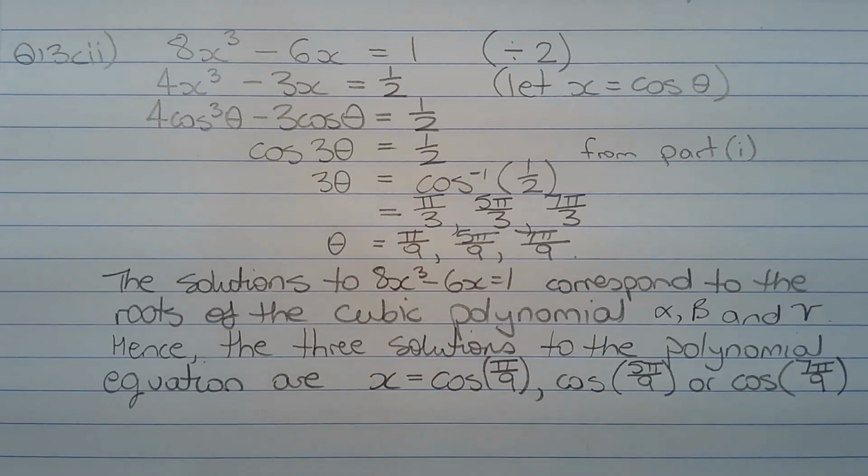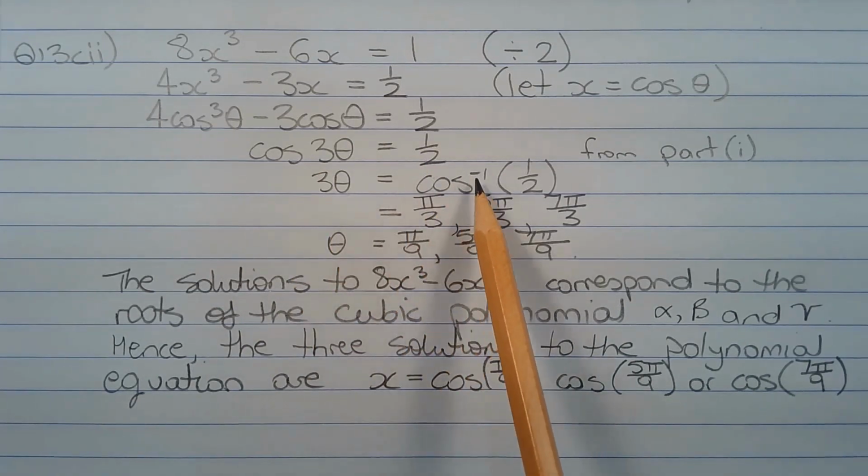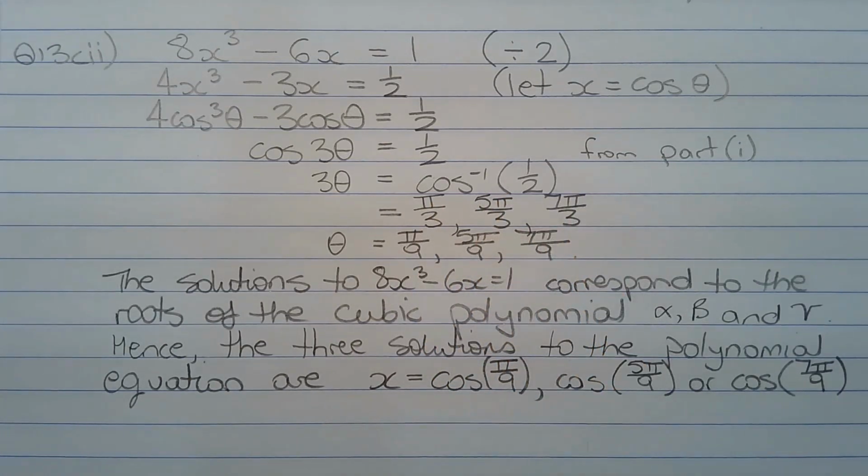Taking the inverse cos of both sides, we have 3 theta equals inverse cos of half, which equals pi over 3, 5 pi over 3, or 7 pi over 3. Dividing all terms by 3, we get theta is equal to pi over 9, 5 pi over 9, or 7 pi over 9. Now the solutions to 8x cubed minus 6x equals 1 correspond to the roots of the cubic polynomial, alpha, beta, and gamma. And that's why there are 3 values of theta. Hence, the 3 solutions to the polynomial equation are x equals cos of pi over 9, cos of 5 pi over 9, or cos of 7 pi over 9.